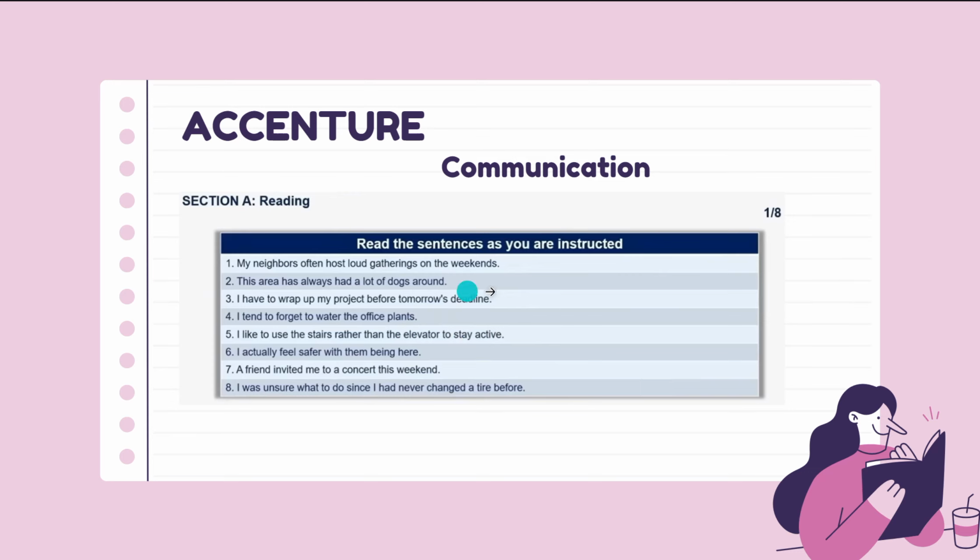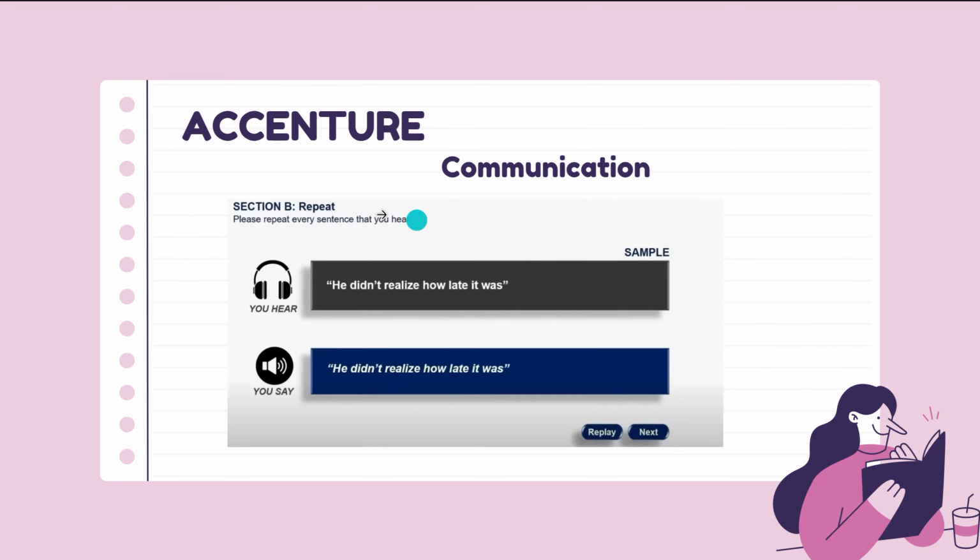You should read the given one. If they ask you to read the third sentence, then you should read the third sentence. If they ask you to read the 7th sentence, you should read the 7th sentence, like: a friend invited me to a concert this weekend. Okay, you should read in that way. You will get 8 sentences. You should read as they suggest you to read. Then after section A, you go to section B.